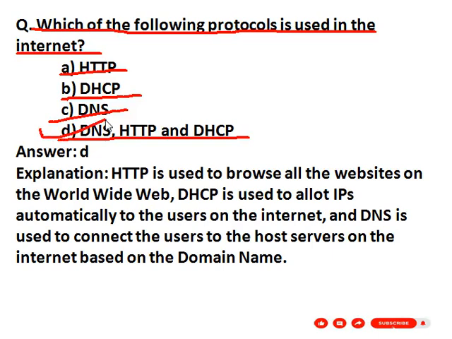So HTTP is used to browse all the websites on the World Wide Web. Next, DHCP is used to allot IPs automatically to the users on the internet, and DNS is used to connect the users to the host servers on the internet based on the domain name.